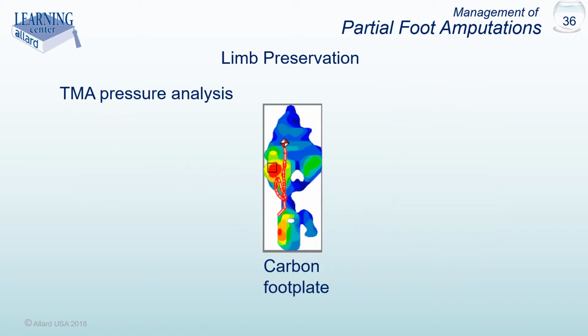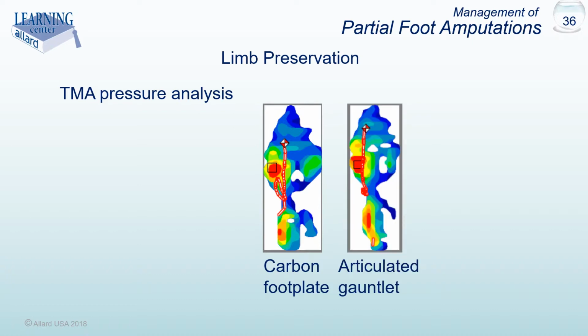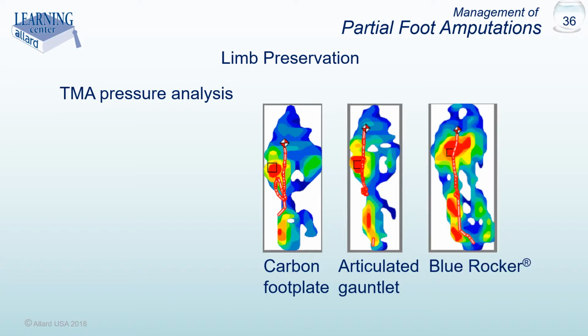On an initial trial, we obtained plantar pressure maps on a TMA with a carbon fiber foot plate, a gauntlet-style AFO with dorsal-assist joints, and with a blue rocker. Note the short progression line in the first two images and the much longer progression line in the blue rocker image. The pressure seen at the level of the distal residual foot on the first two images is destructive forces, while that destructive force is now distal to the residual foot with the use of the blue rocker.